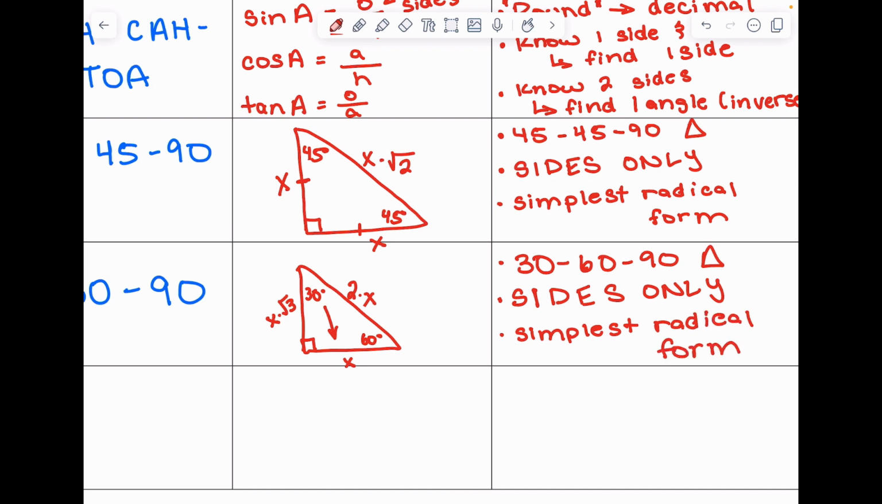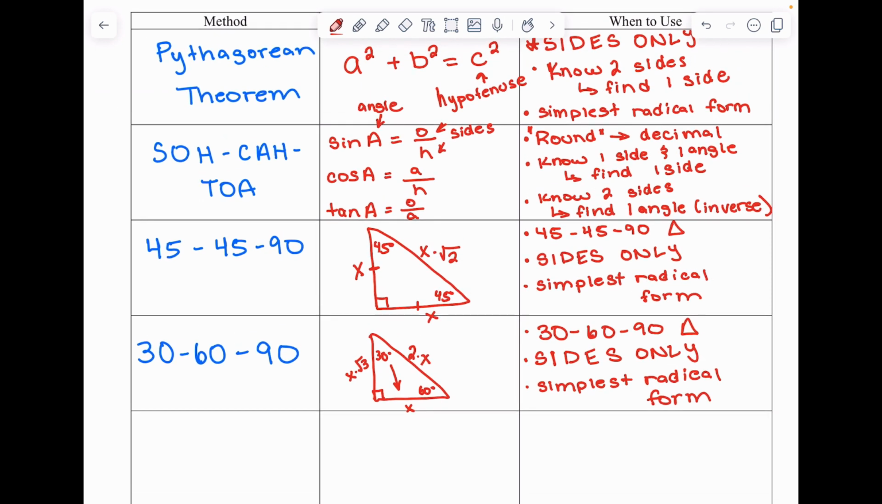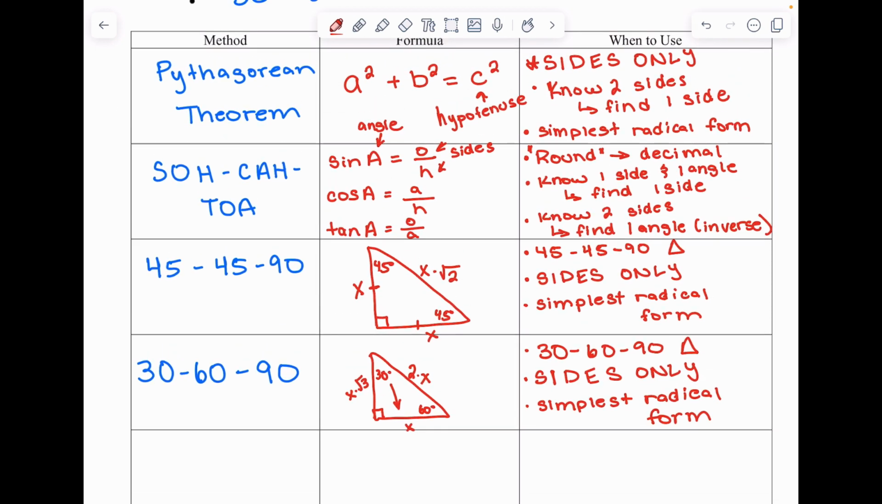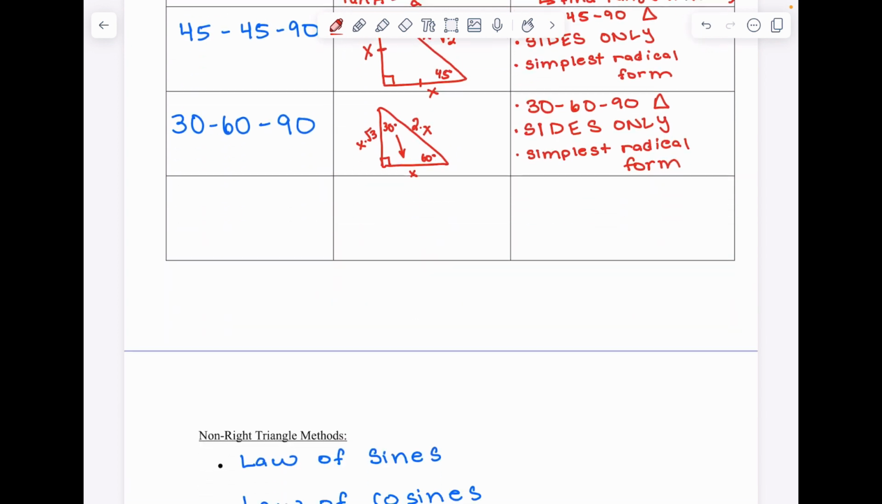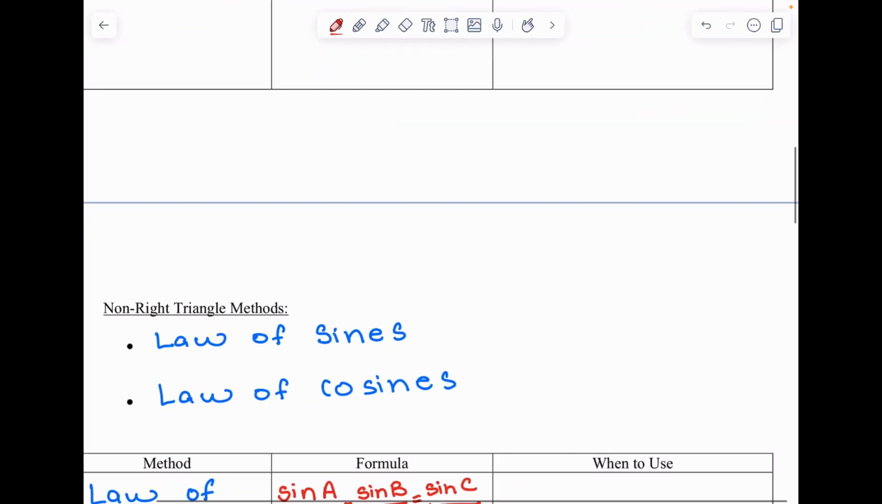So if our triangle is a right triangle, we will use one of these methods: Pythagorean theorem, SOHCAHTOA, or special right triangles. But if our triangle is not a right triangle, then our options are the law of sines or the law of cosines. These are our only two non-right triangle methods.